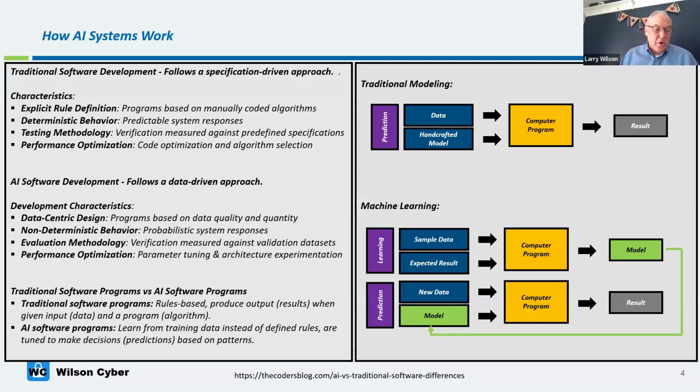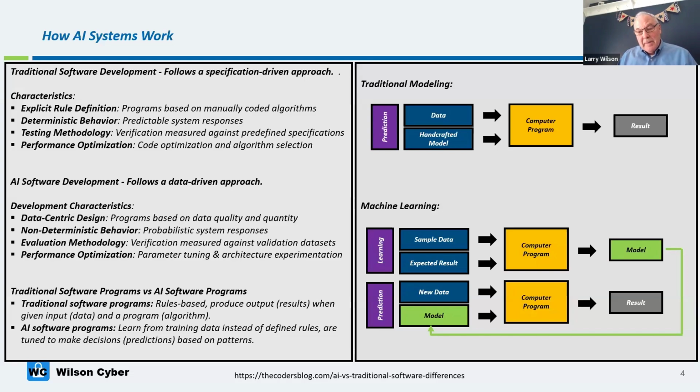So traditional software programs are rules-based. They produce output or results when given input or data and a program or an algorithm, whereas AI software programs learn from training data instead of defined rules, and are tuned to make decisions or predictions based on patterns. So these diagrams show the difference. Traditional modeling starts with data and a model to develop a computer program and the output as a result, whereas machine learning is iterative. We go through training stages. So we start with sample data and an expected result.